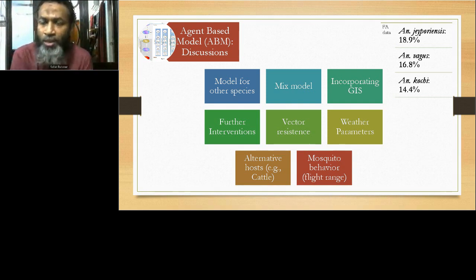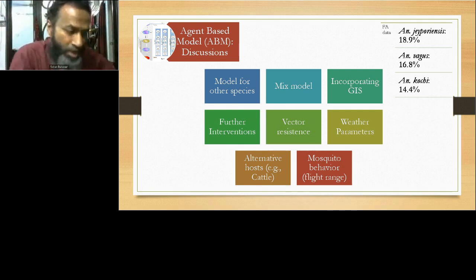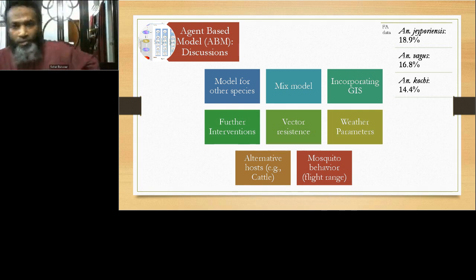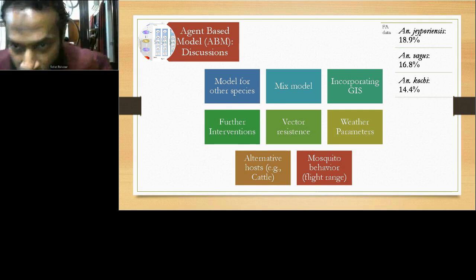And there are some other interesting concepts. For example, I was mentioning the different species. The field data suggests that there are 3 dominant vectors, and I'm just showing you the percentage of those vectors. Anopheles vegas was in fact the second most dominant vector. But because we had data for Anopheles vegas, we decided to model Anopheles vegas. Also, there should be a mixed model where different Anopheles species are working together and so on.